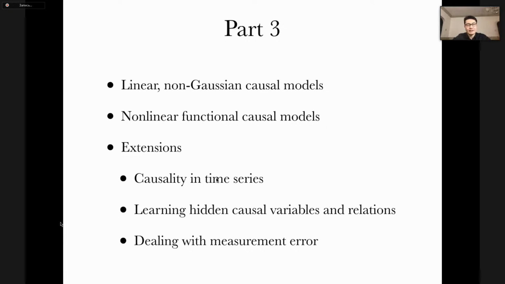And finally, we will see some extensions, including how to analyze the causality in time series and how to learn hidden causal variables and their relationships, or the hidden causal representations from data. And also, as a special case, we'll see how we can deal with the measurement error in the observed variables.